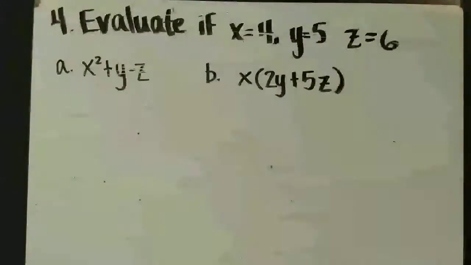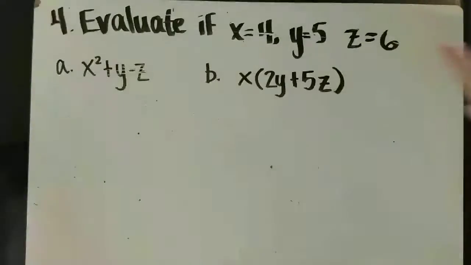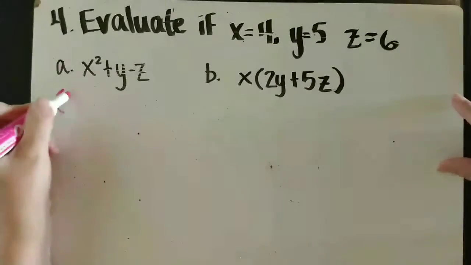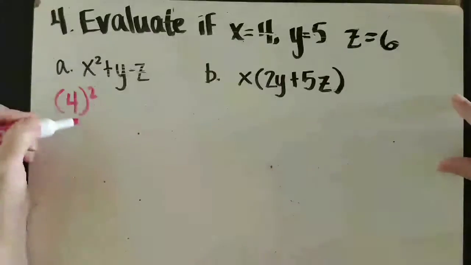Now let's look at number 4. We're going to evaluate if x equals 4, y equals 5, and z equals 6. Go ahead and write this down, copy your 2 problems down, and then substitute and evaluate. So let's begin with letter A. Remember, when you substitute, it's a good idea to put your value in parentheses.